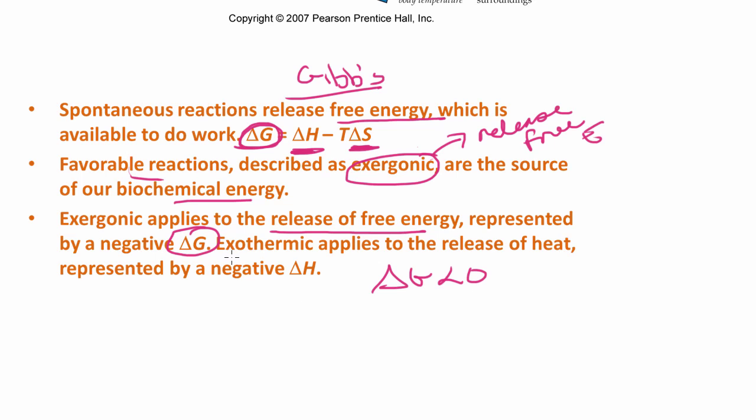And don't mix up exothermic and exergonic. Exothermic applies to the release of heat only, whereas delta G, a negative delta G, or an exergonic reaction, is dependent on both delta S and this other quantity called entropy. Okay, so exergonic refers to the release of free energy. Exothermic refers to the release of heat.